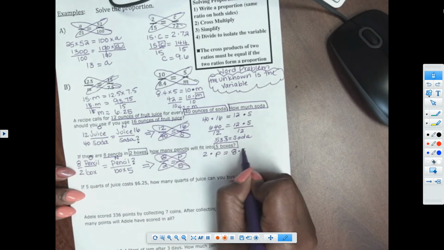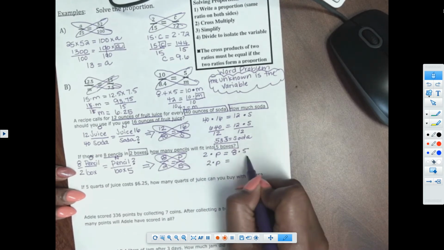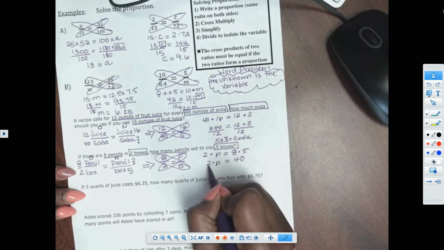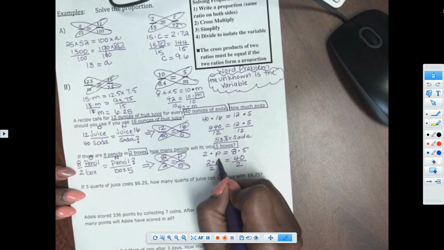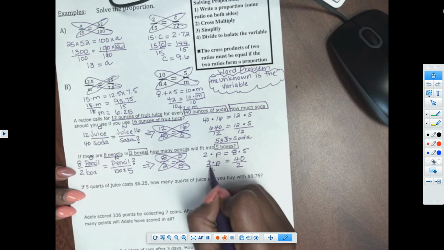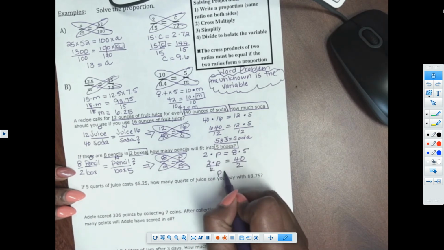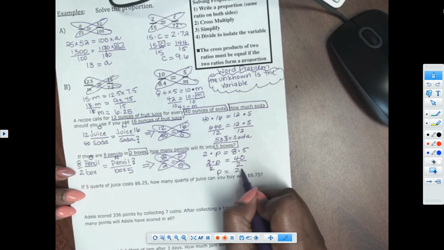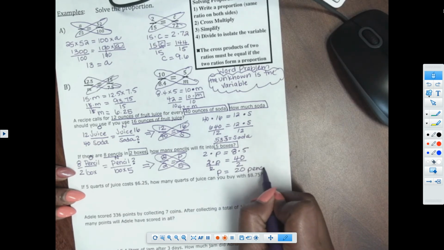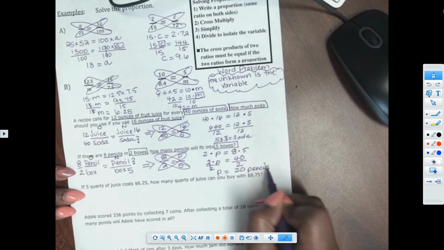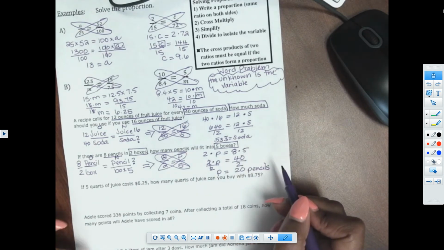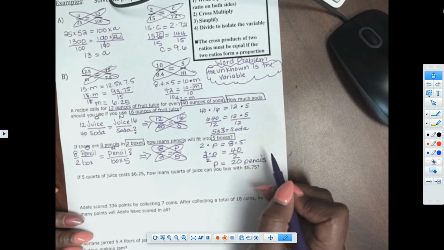8 times 5. I simplify. 2 times p, can't combine those two. And then this one will be 40. And I divide both sides by 2 because that's how I'm going to isolate this variable p. That's going to give me 1 p left. And this is going to be 20. So I can get 20 pencils in 5 boxes. Okay?